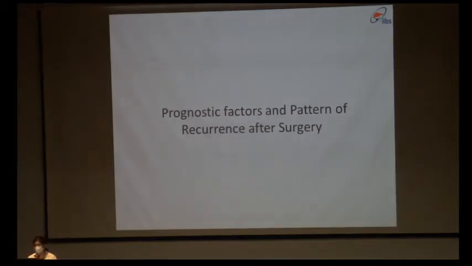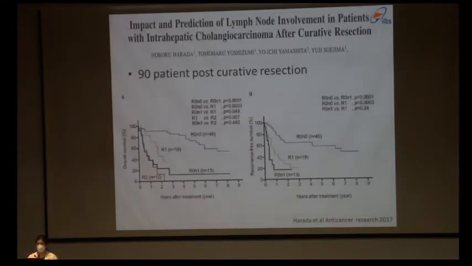Now the prognostic factors and the pattern of recurrence after surgery. In intrahepatic cholangiocarcinoma, the most common factors are resection margin and lymph node status. If it is R0 resection and node negative, the overall survival and disease-free survival are far better as compared to patients with node positive or resection margin positive tumors.